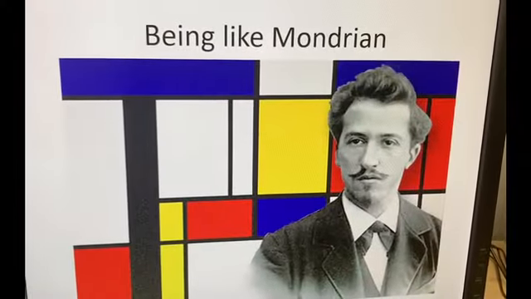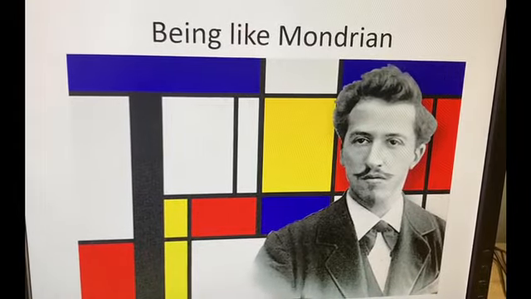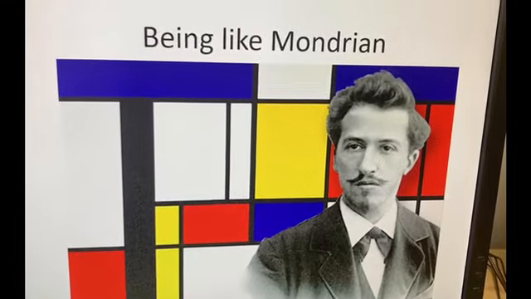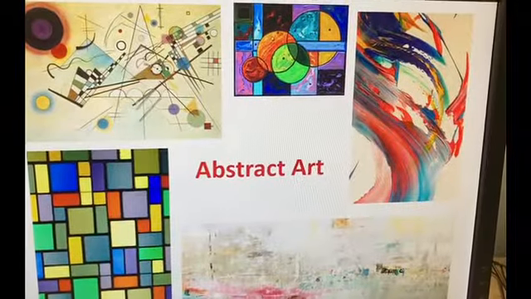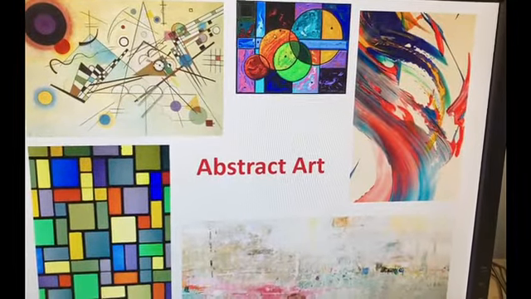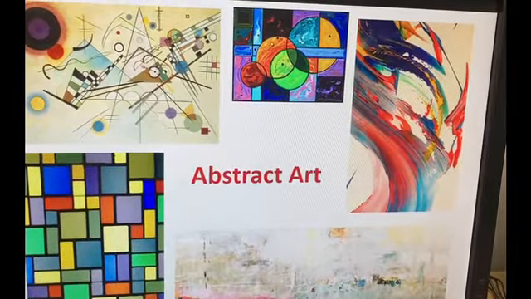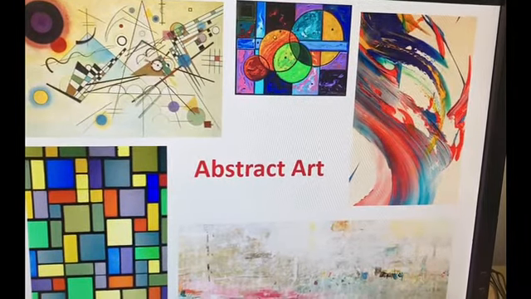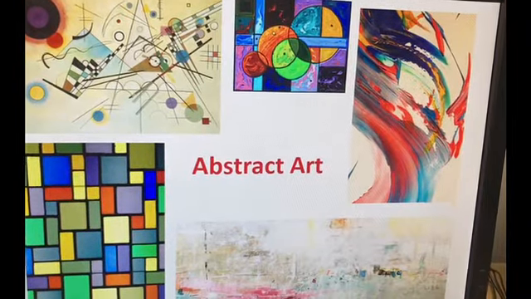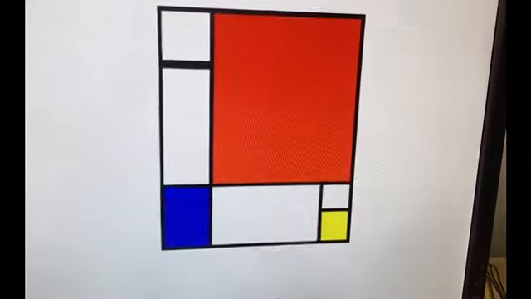Let's watch. Here's a picture of our artist Mondrian, and there's an artwork that he's made behind him. So we're going to talk about Mondrian for just a minute. Mondrian made a kind of artwork called abstract artwork. Abstract artwork is not about anything. It just uses lines, shapes, and colors, and that's what he did. And so we're going to look at some of his artworks today.